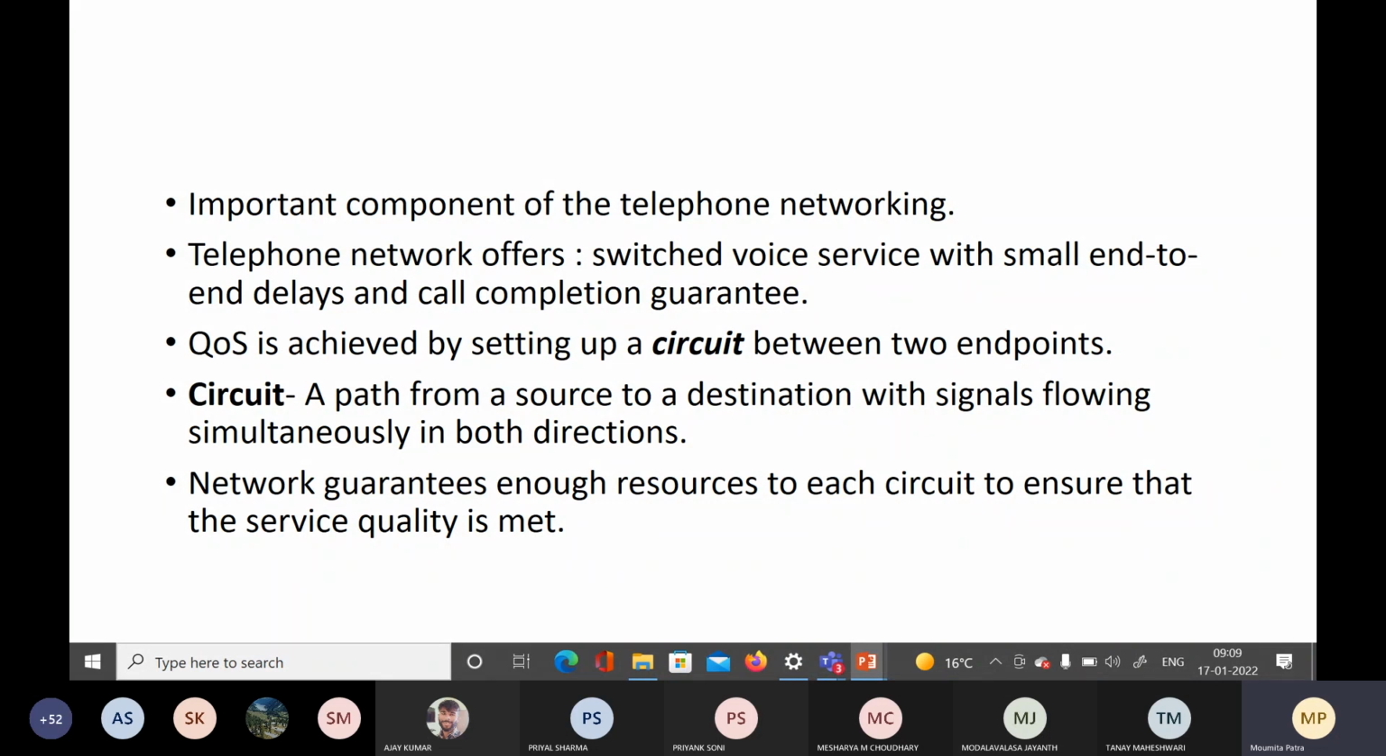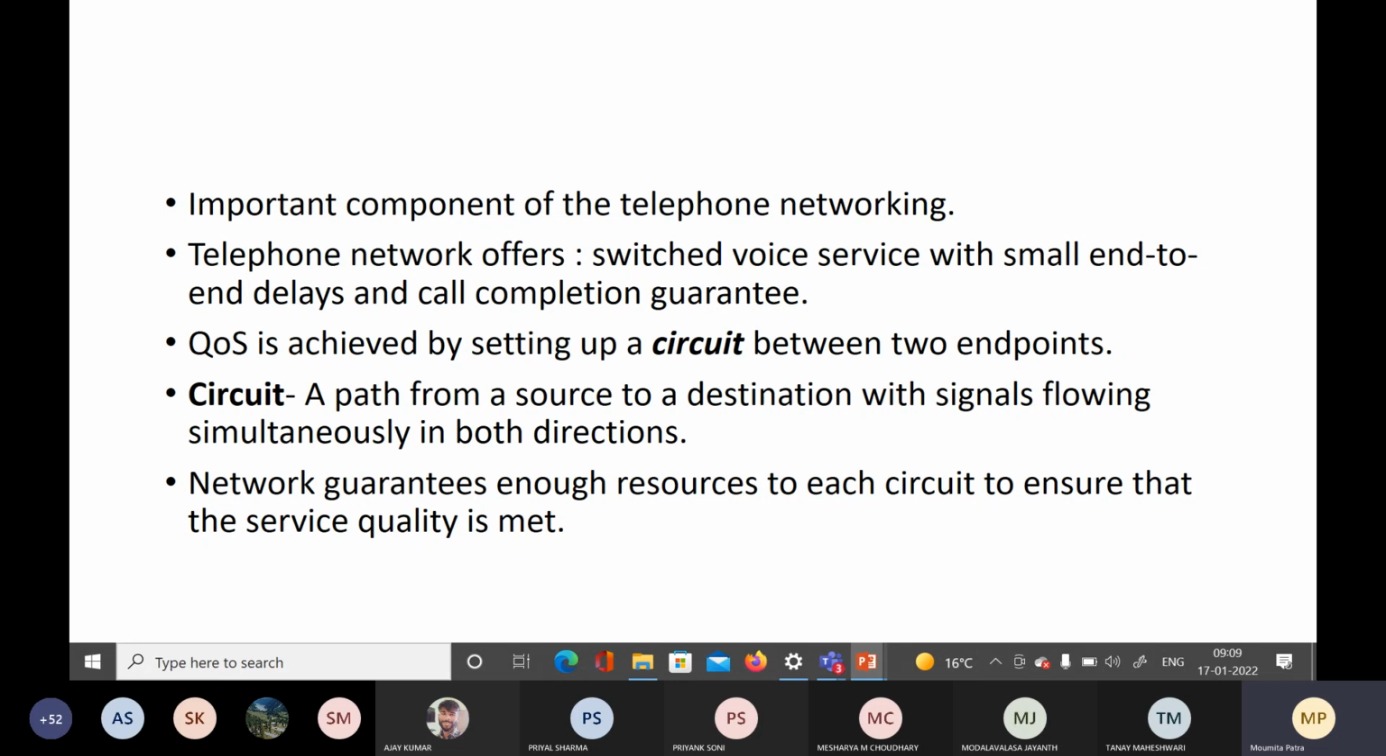And then we would have call completion guarantee, because we are giving a QoS guarantee and we are reserving the resources until the call is done, right? So that is the basic of how a telephone network works and what it offers.